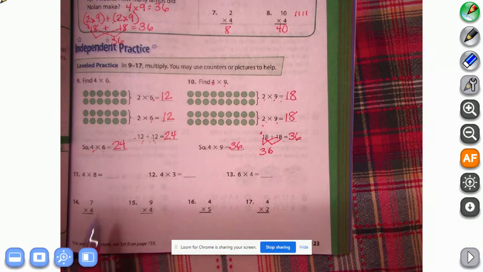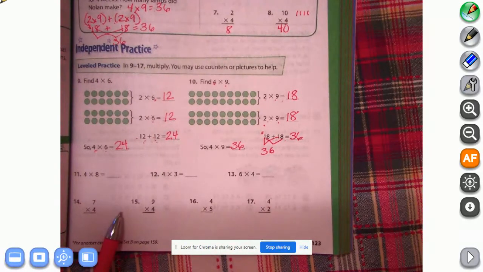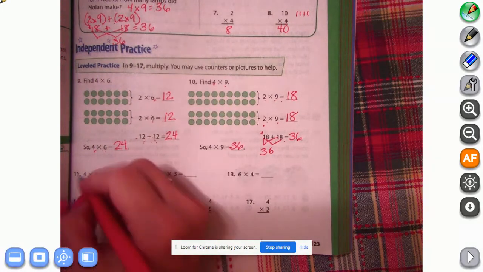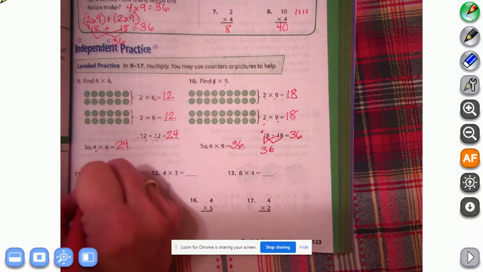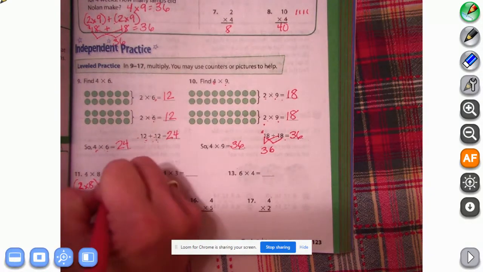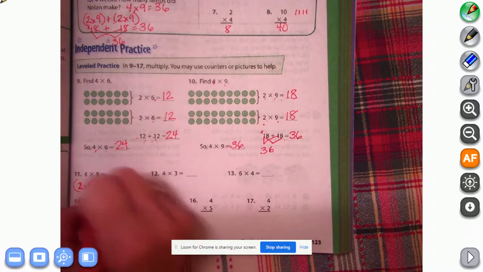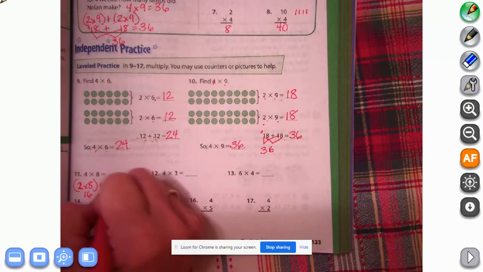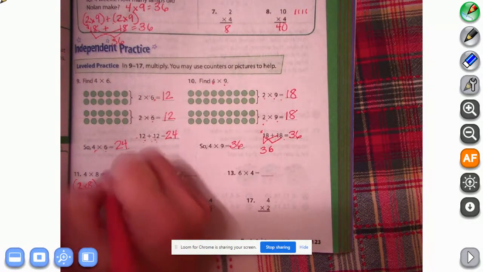Okay, so since all the rest of these have 4's facts, I know that many of you already know the answers. You have these memorized. But let's practice the distributive property because that's what we're supposed to be learning right now. So 4 times 8 is a 2 times 8 plus a 2 times 8, which is equal to 16 plus 16, which equals 32.